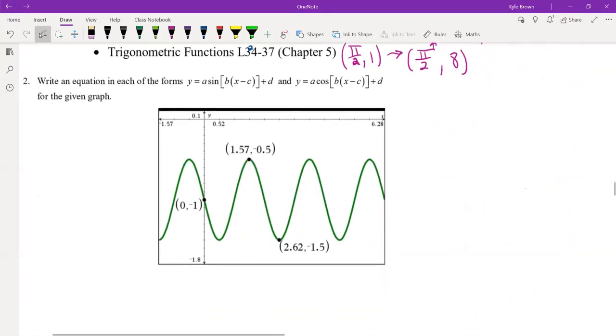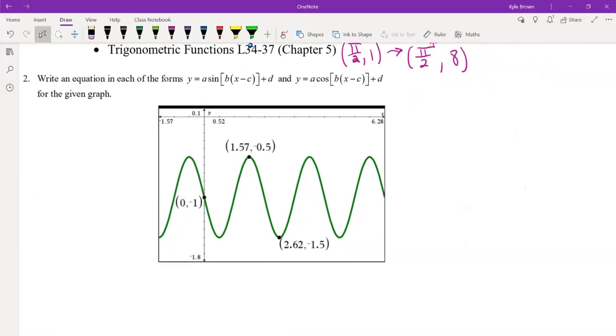All right, so number 2. They say write an equation in each of the forms. So now they've given us the form in the form of sine and the form of cosine, right? They're exactly the same other than the cos and the sine of that. And they've given us this graph. So the idea here is you can actually write this graph an infinite amount of ways. I'll talk about that in a second, but you could talk about this as originally being a cos graph or originally being a sine graph. It actually will work out either way.